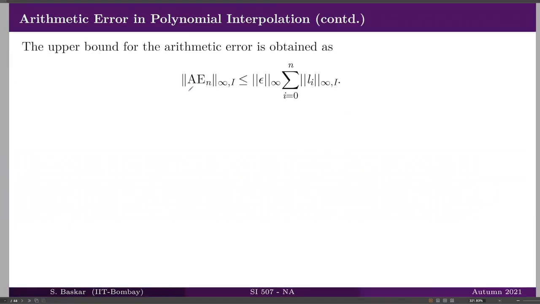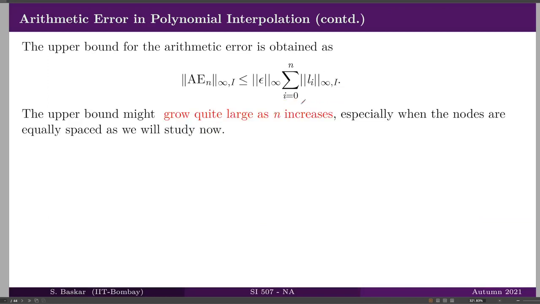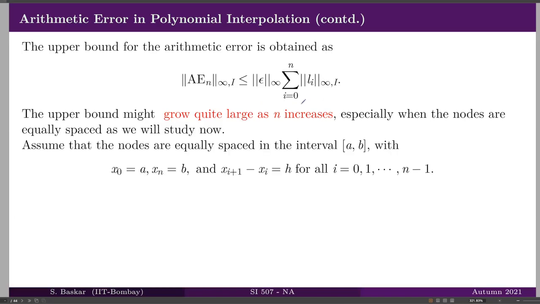So far, we have obtained the upper bound for the arithmetic error, which is given by this. Now, let us have a close look at this upper bound. We can see that the upper bound might grow significantly as we increase n, especially when the node points are equally spaced. What is meant by node points are equally spaced?